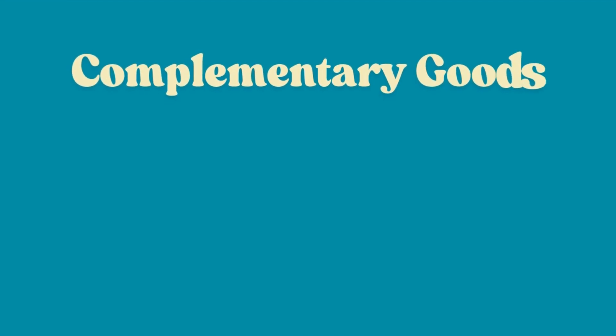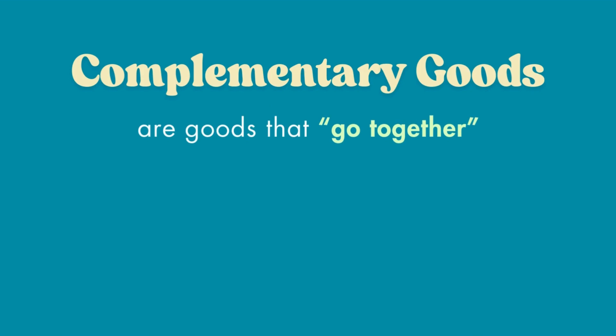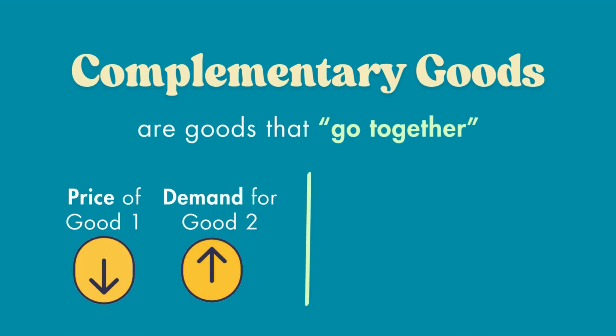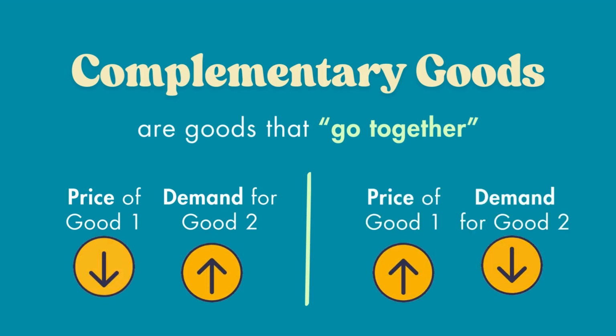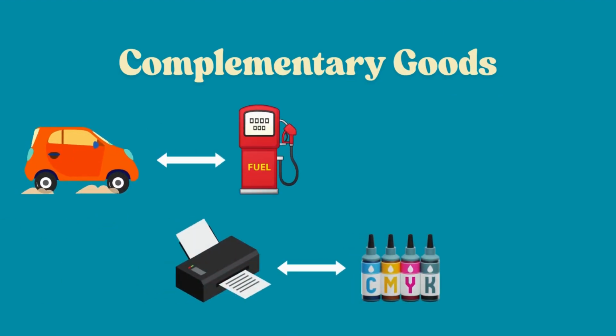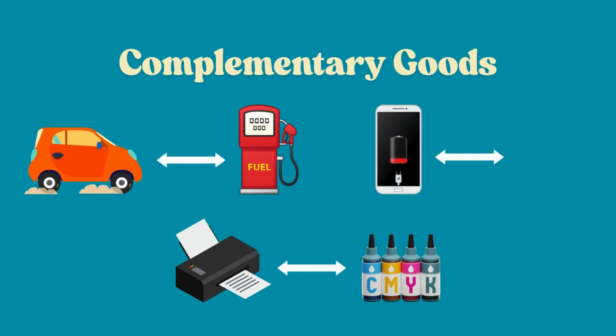A related good can also be complements or complementary goods. Complementary goods are goods that go together. A decrease in the price of good one will increase the demand for good two, and vice versa. Examples of complementary goods include car and gasoline, printer and ink, and cell phone charger.